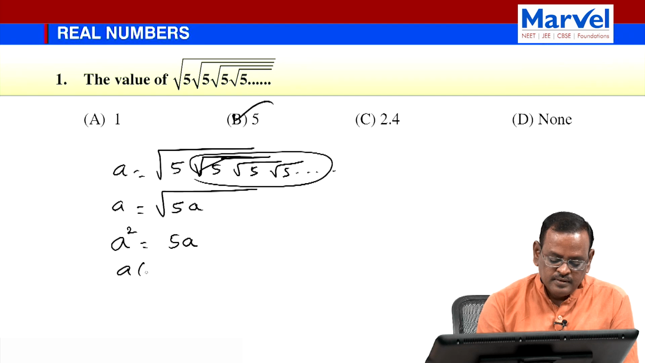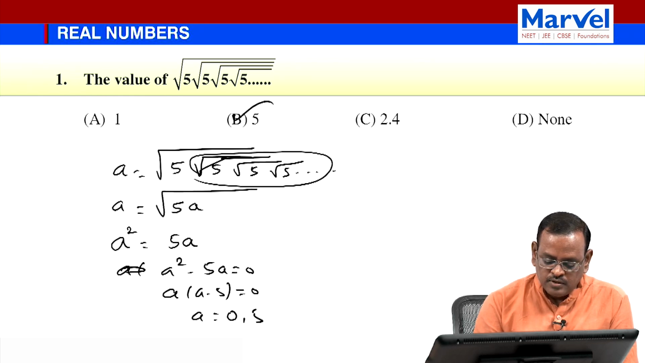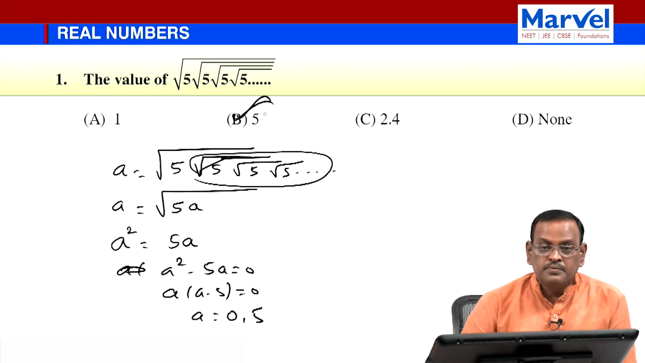A square minus 5A equal to 0. So, A into A minus 5 equal to 0, A equal to 0, 5. 5 is one of the options.